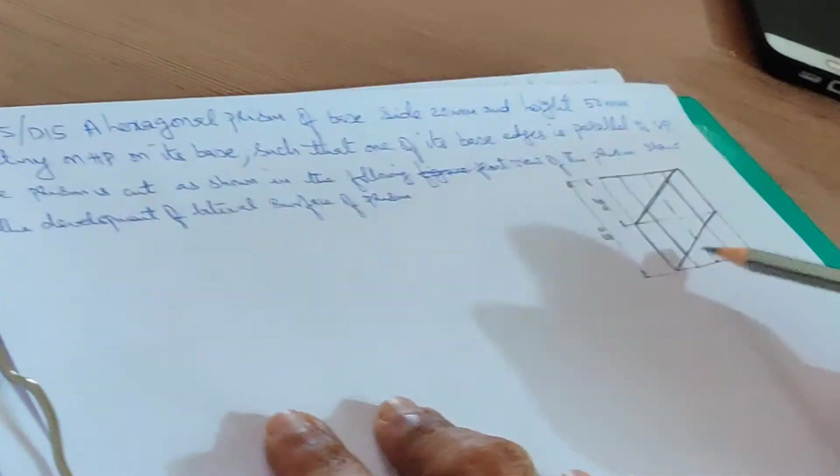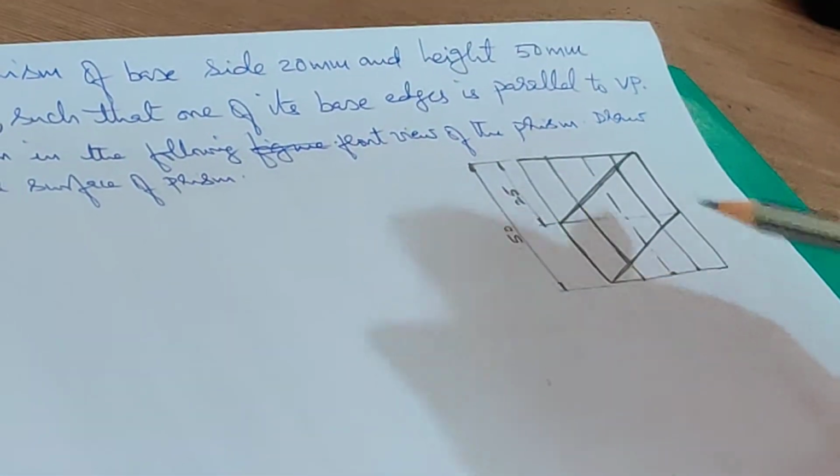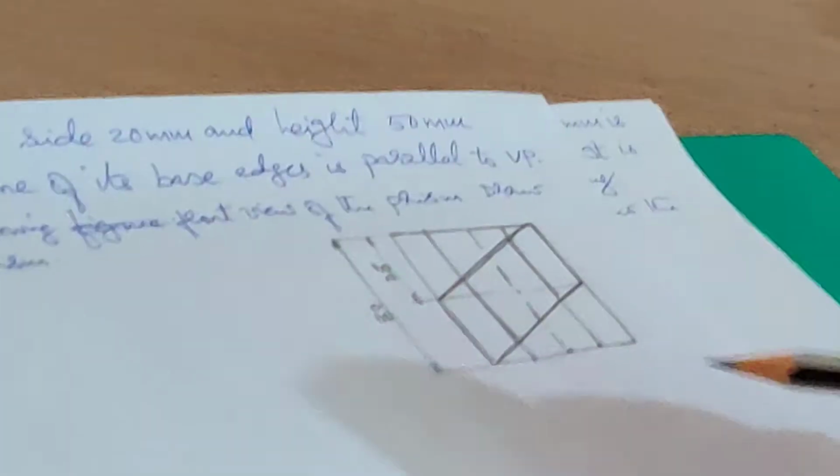So this is the front view of the prism which is given to you. This is the front view of a hexagonal prism. You are asked to draw the development of lateral surface of the prism. So you can look in the front view. This is the front view of the hexagonal prism. You are not given the top view, only front view is given.